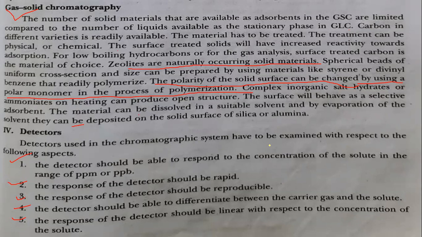The material can be dissolved in a suitable solvent, and by evaporation of that solvent, we get the solid material, silica or alumina, in the desired form. So this is some basic information regarding gas solid chromatography.